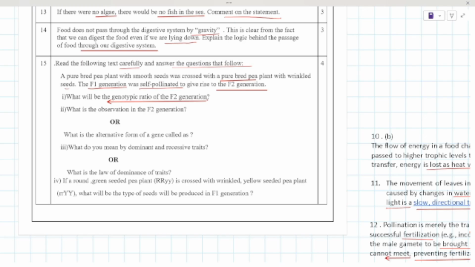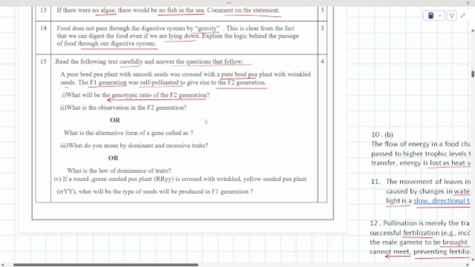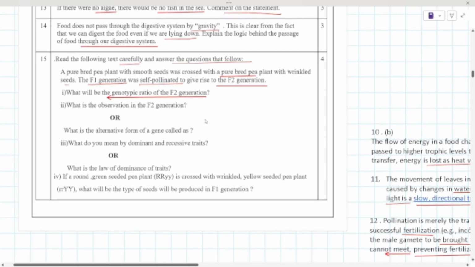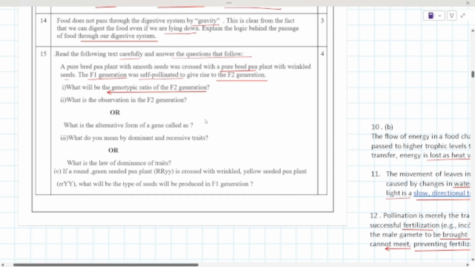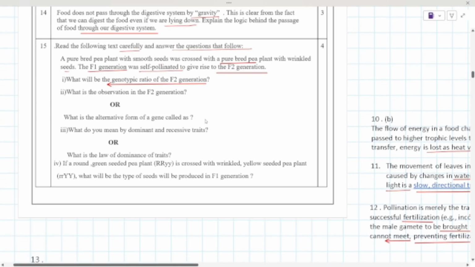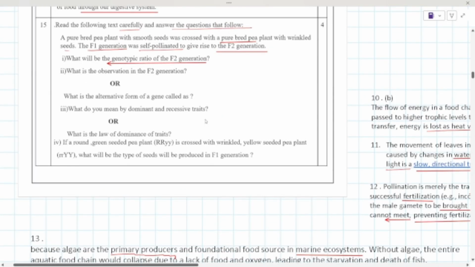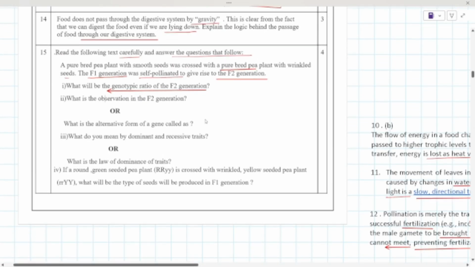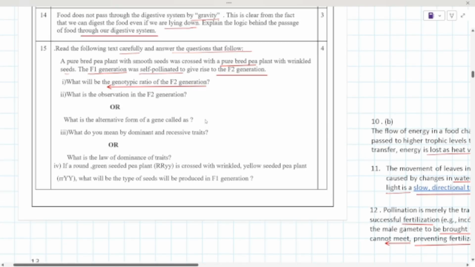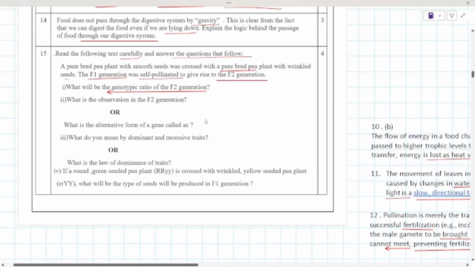Would be RR, rr. And what will be the ratio? Ratio would be 1:1 only. Okay, let's check. But I think here the F1 generation is self-pollinated to give the F2 generation. I think it would be 1:2:1, na? 1:2:1. Okay, let's see the explanation.